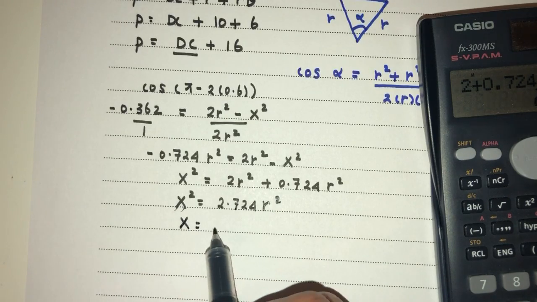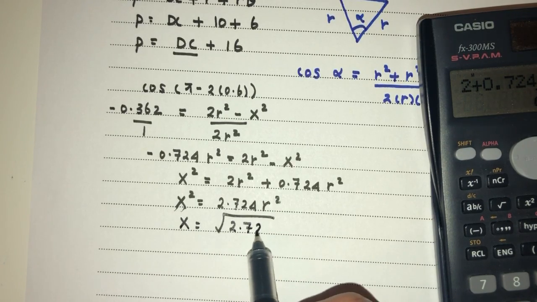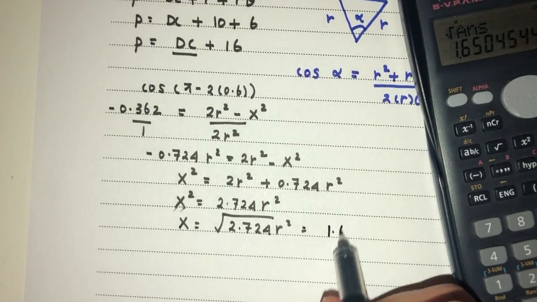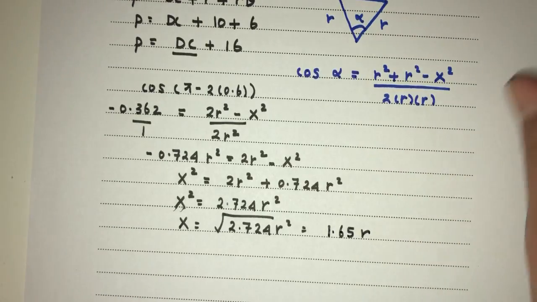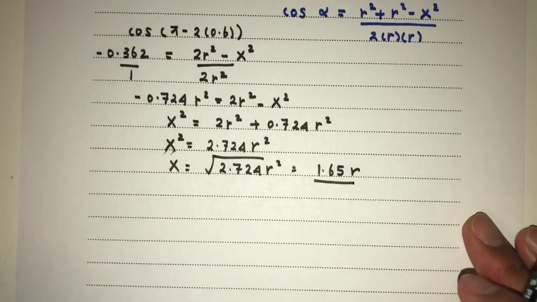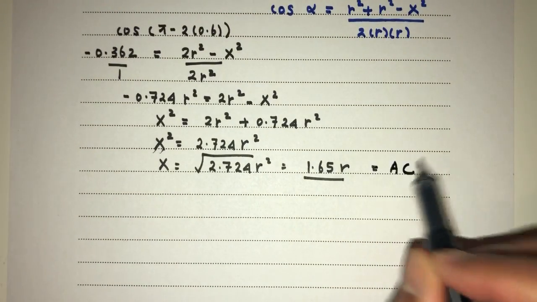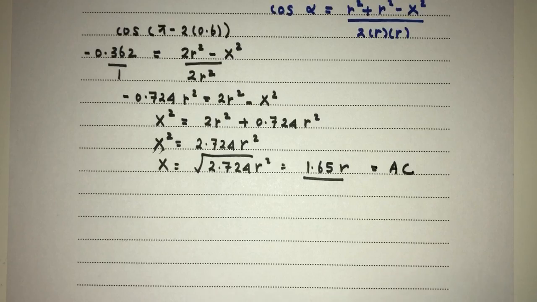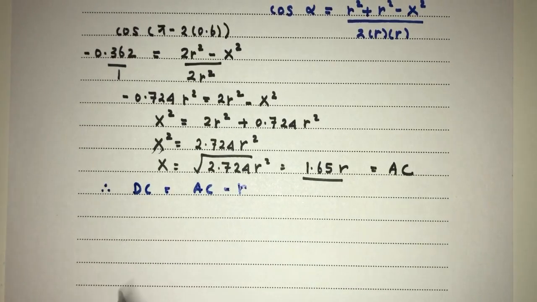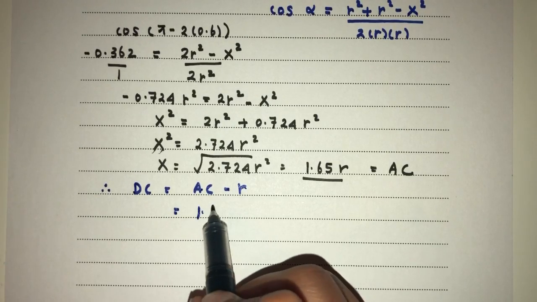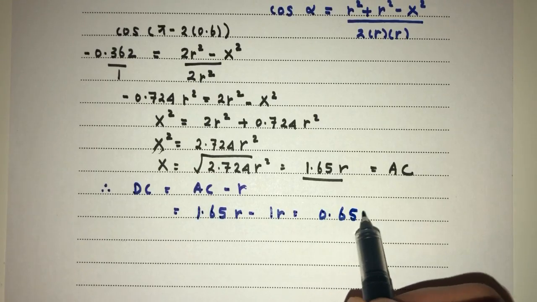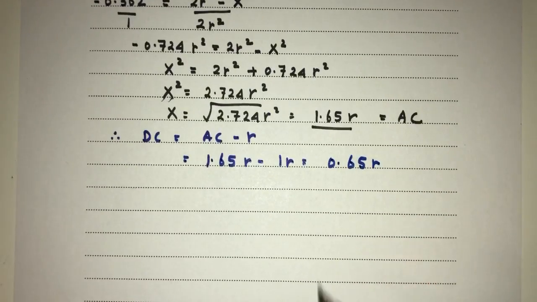So x will be the square root of that value, which will be 1.65 r. Okay, this is your value of x, which we want to find, which is AC. We know that x is AC here, but we don't care about AC. We want to find DC. We know that DC is simply AC minus the radius. So 1.65 r minus 1 r, that will be 0.65 r. Okay, so that will be your value for DC.